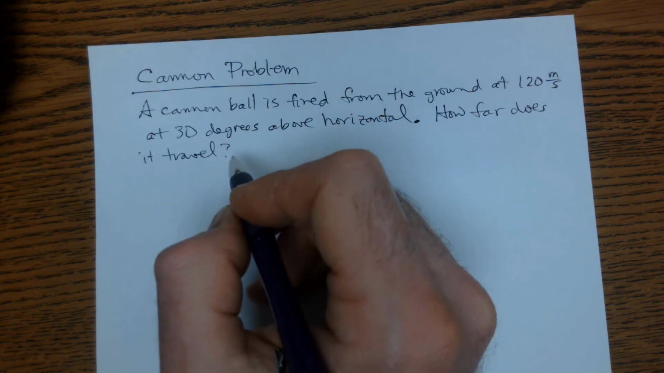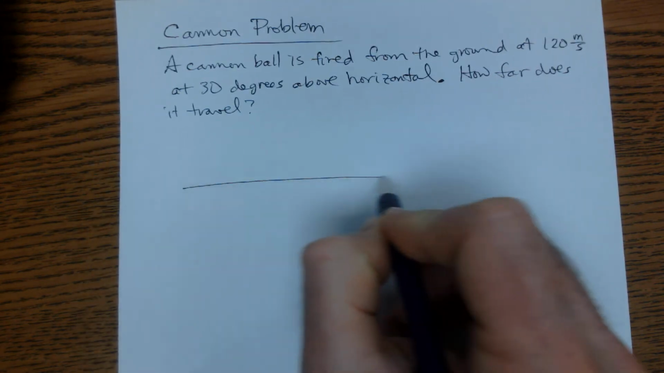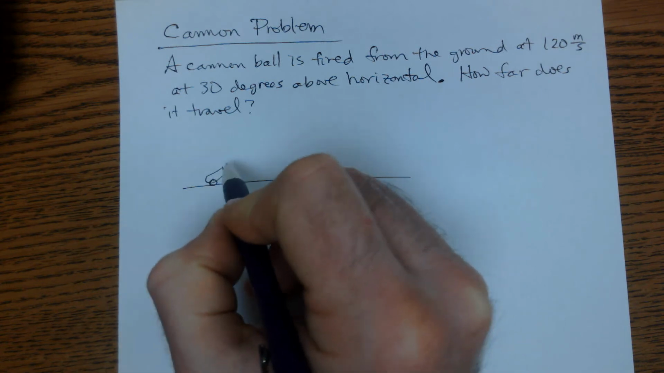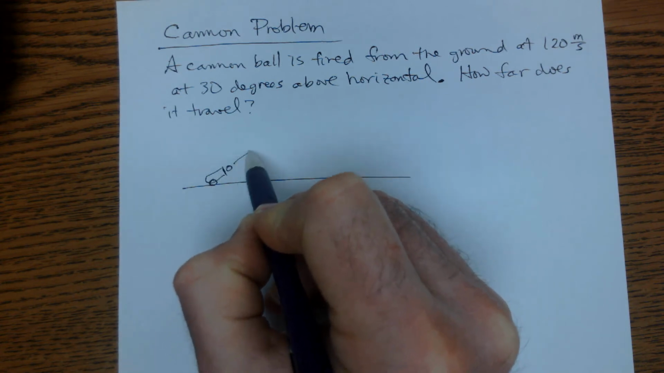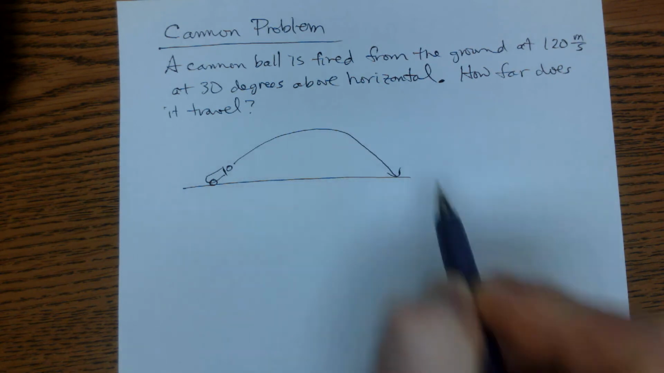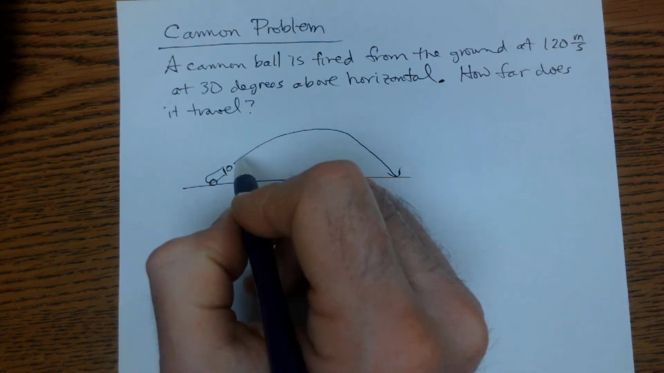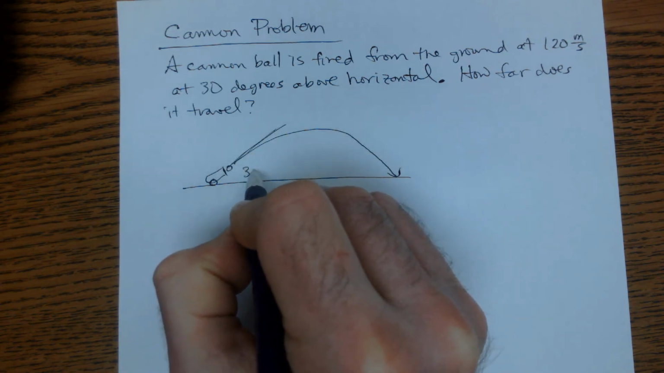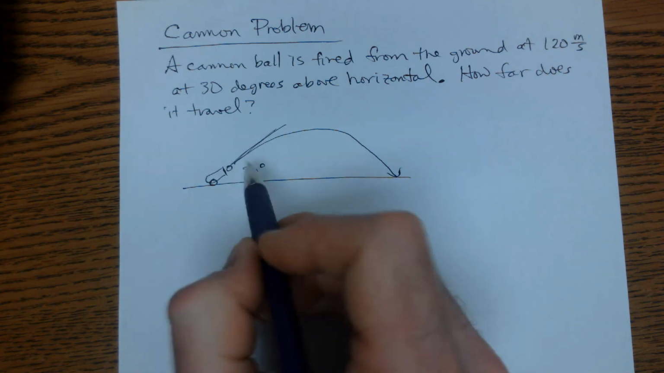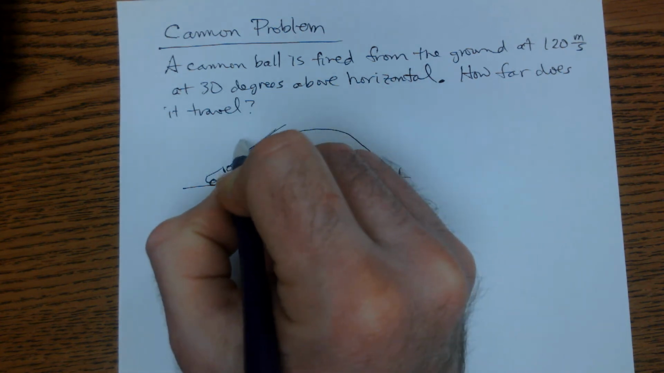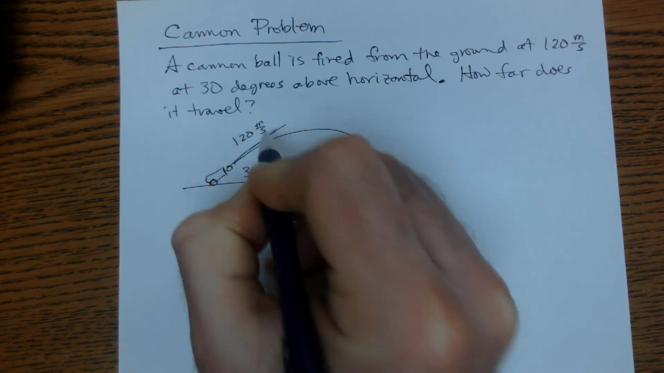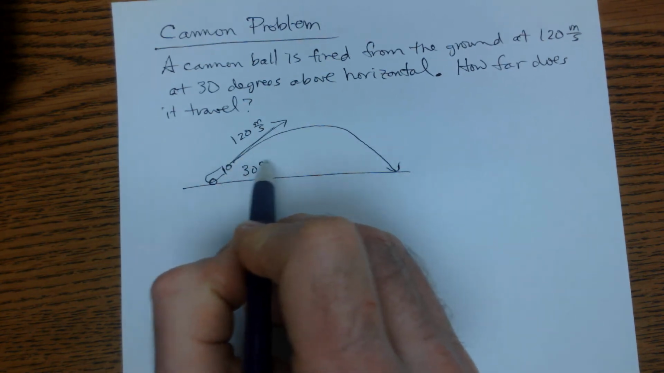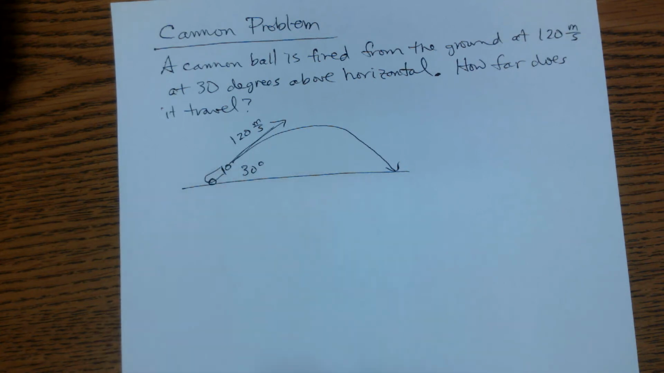So let's just draw a picture to get a sense of what's going on first. Here's the ground. We'll do a cannon there, and we'll have a cannonball shot out of it, and we'll have it come up and come down and hit the ground. And we know that it has some initial 30-degree angle here. And this 120 meters per second is at that 30 degrees. But we don't know what its velocity is in the x direction. We don't know what its velocity is in the y direction.